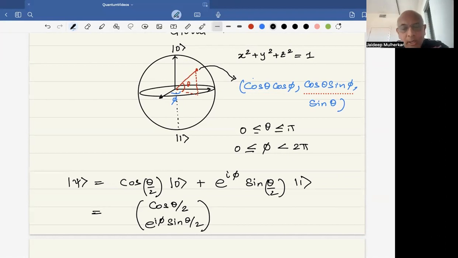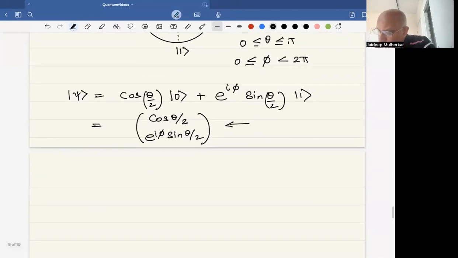Now, let's see why this has to be true. The reason is due to what I already mentioned: one is unable to distinguish between a state and the state multiplied by a global phase. So let's try to show that this Bloch sphere representation is actually correct. Let's think of a general state.